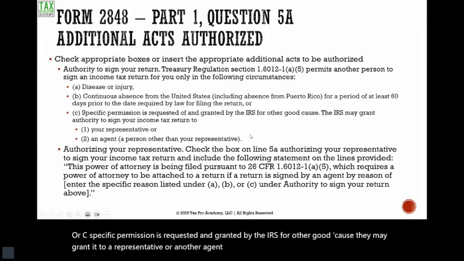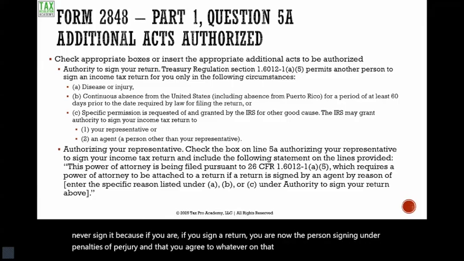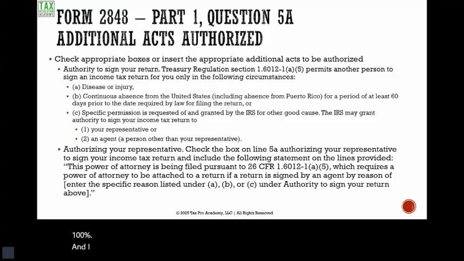Okay, now my personal take on this is I would never sign it, because if you sign a return, you are now the person signing under penalties of perjury and you agree to whatever is on that return. So I just never would, even if it was my mother or brother, I would never really trust that person 100%. And I would highly recommend that you don't sign or ever get authority to sign in that case.